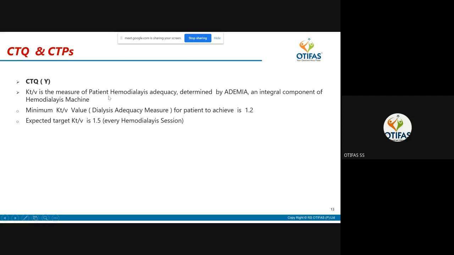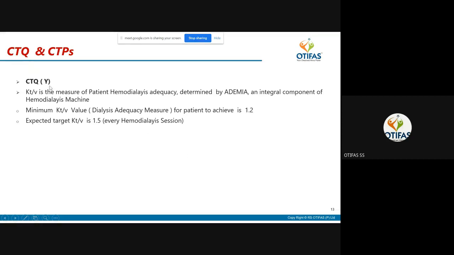What is the CTQ they want to improve? The description of the CTQ is dialysis adequacy measure. The metric is Kt/V. And what is the target? The target is 1.5. See how they defined the CTQ: the description of the CTQ, then the metric, and then the target.